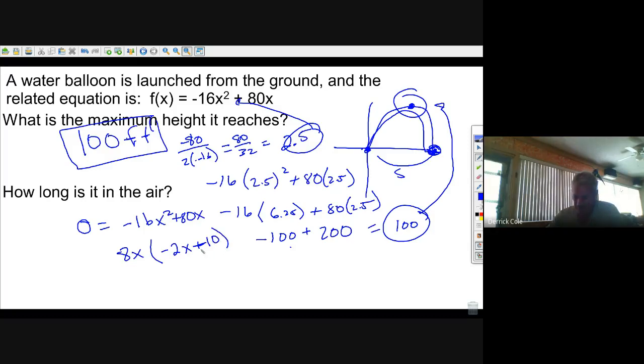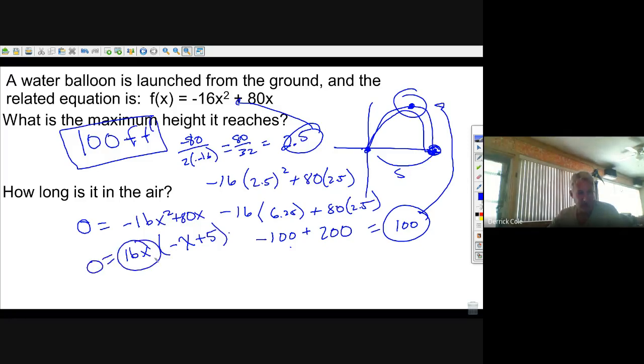Does 16 go into 80? It does. Look at that. 16 is a common factor. So yeah, how did I know that? Because I saw 2 here. 2 is still common. So 16 is common. I can take out a 16x. Could take out a negative 16x. Doesn't matter. So I'm going to have negative x plus 5. And this all equals 0.